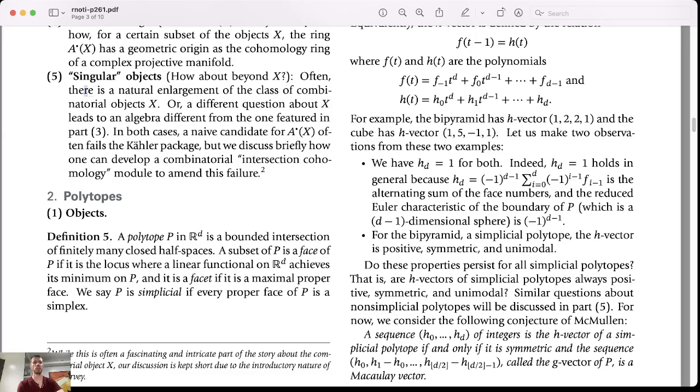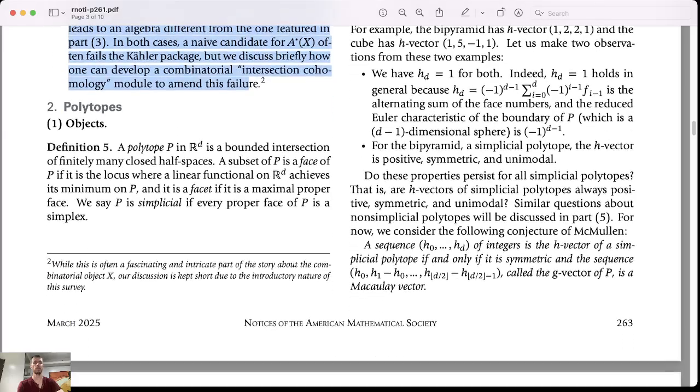Often there is a natural enlargement of the class of combinatorial objects X, or a different question about X leads to an algebra different from the one featured in Part 3. In both cases, a naive candidate for A dot of X often fails the Kähler package, but we discuss briefly how one can develop a combinatorial intersection cohomology module to amend this failure.